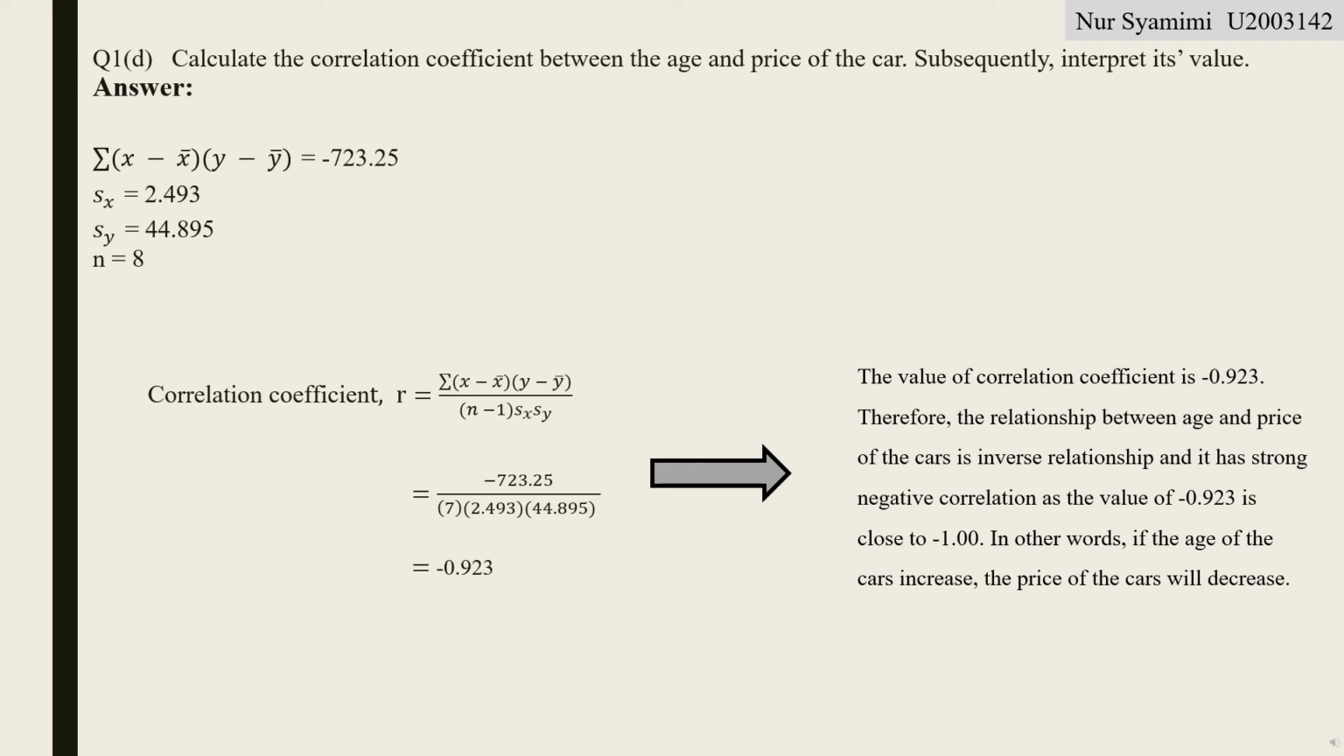0.923. So the value of the correlation coefficient is negative 0.923. Therefore, the relationship between age and price of the cars is an inverse relationship, and it has a strong negative correlation as the value of negative 0.923 is close to negative 1.00. In other words, we can say that if the age of the car increases, the price of the car will decrease because they have an inverse relationship.